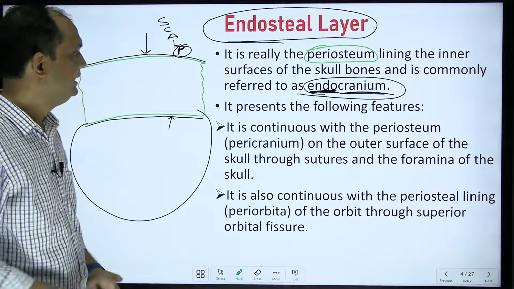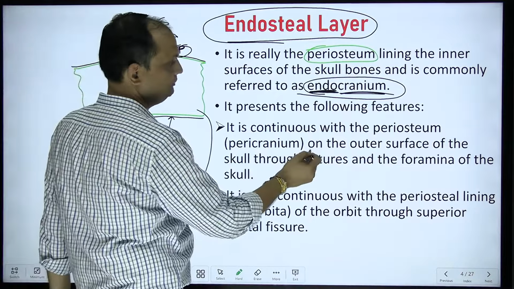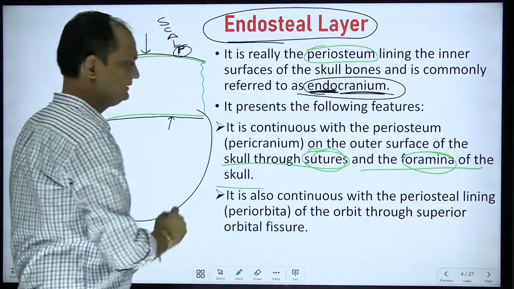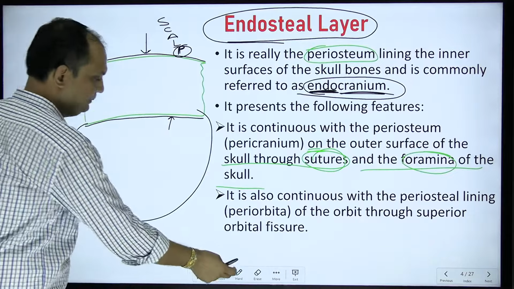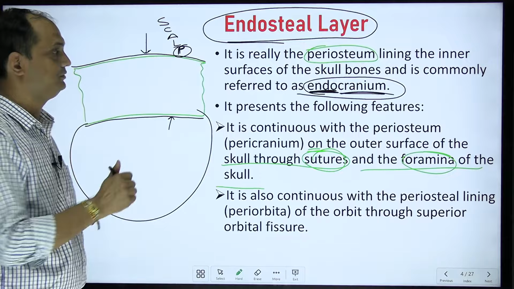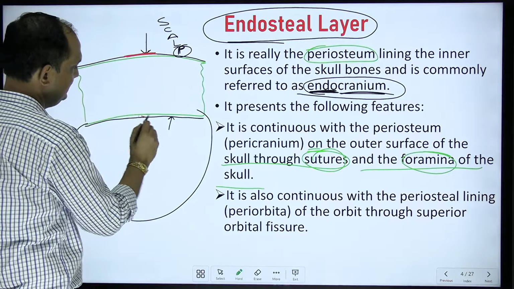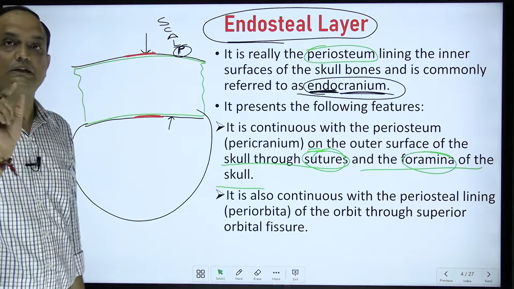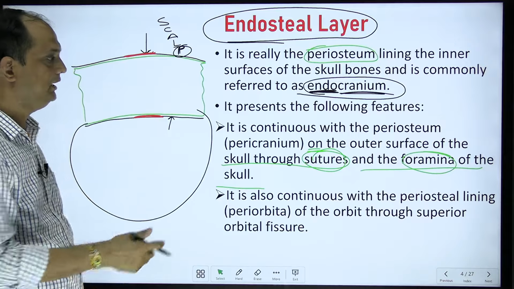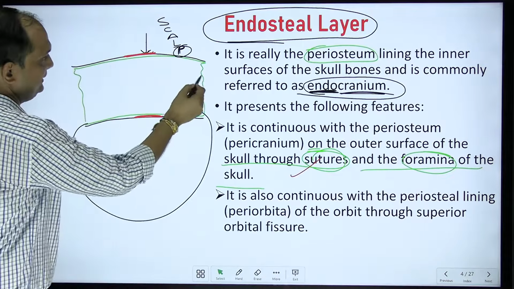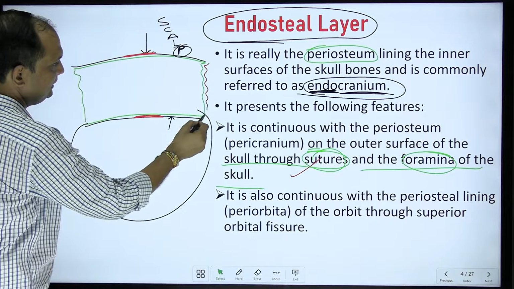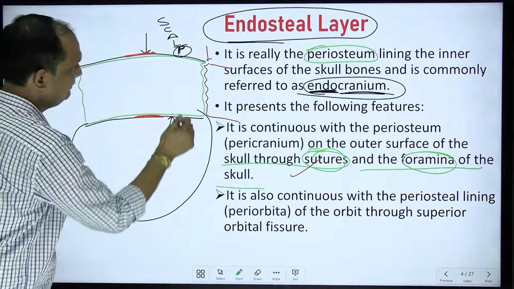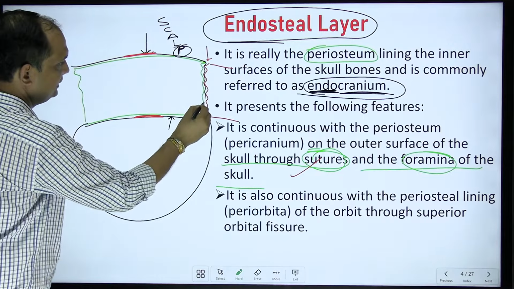So the first feature is that it continues with the periosteum on the outer surface of the skull through the sutures and the foramina of your skull. मतलब क्या हुआ कि अभी जो मैंने आपको बताया कि हमारे पास दो जगह पेरियोस्टियम है, एक ये बाहर वाली और एक ये अंदर वाली. ये बाहर और अंदर वाली जो पेरियोस्टियम है ये आपस में कंटिन्यू करती है. अब ये कहां कहां कंटिन्यू करती हैं? पहला पॉइंट है सूचर लाइन पे. तो ये सूचर लाइन है, सपोज यहां एक और आपका स्कल बोन आएगा तो ये सूचर जॉइंट बना, तो इस लाइन पे, इस जॉइंट पे you have the continuation of these two layers.